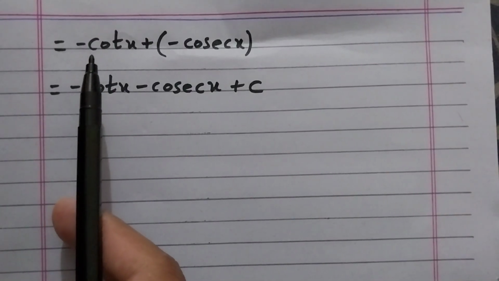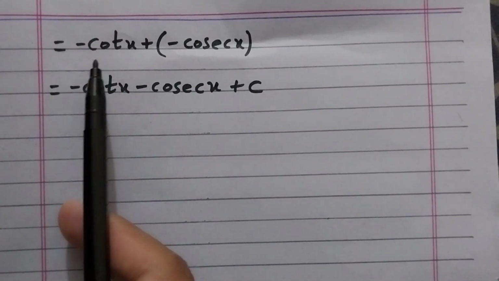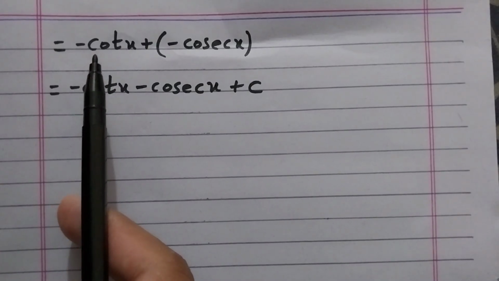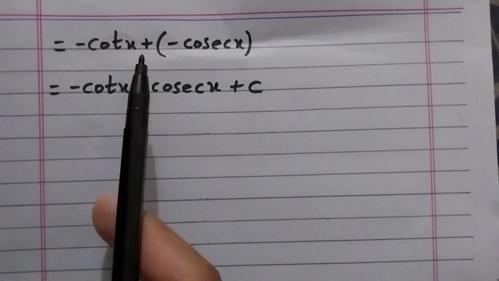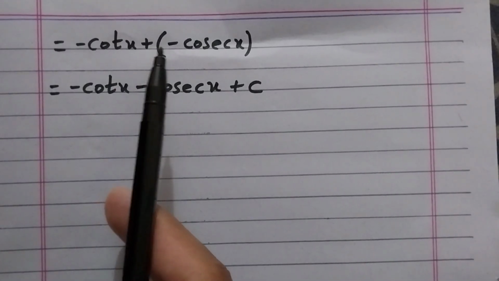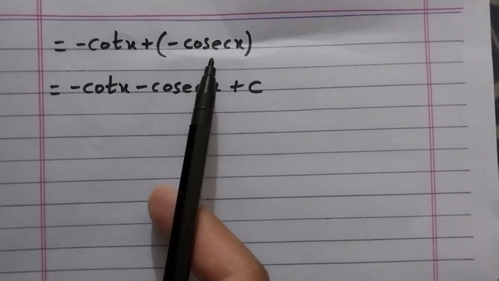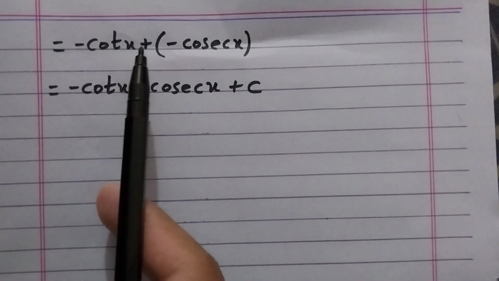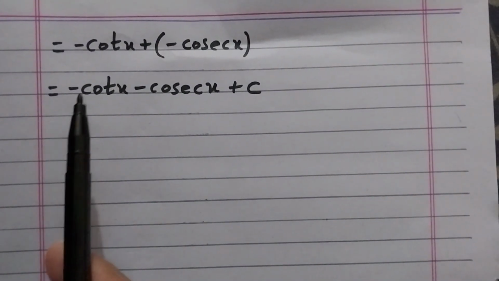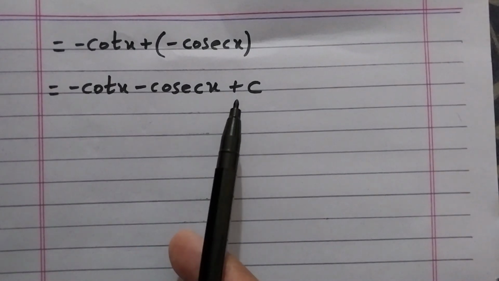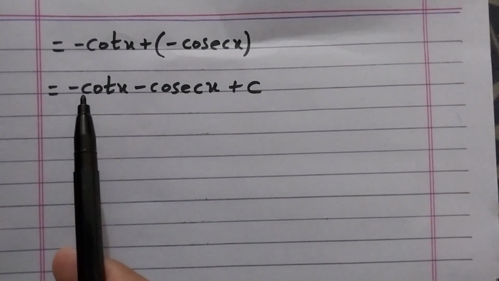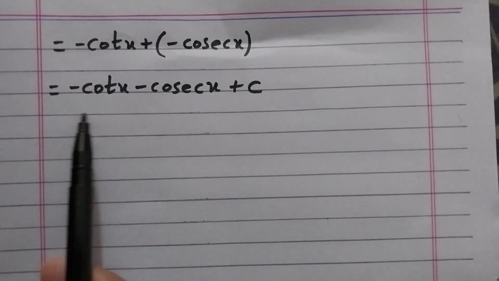So this will be minus cot x, because this term has the derivative equal to cosecant squared x, plus we had cosecant x cot x, which is the derivative of minus cosecant x by the same logic. This will become minus cot x minus cosecant x plus the constant of integration. So this is our final answer for this question.